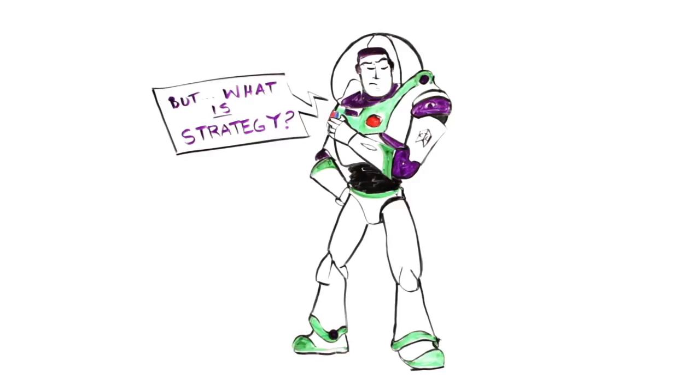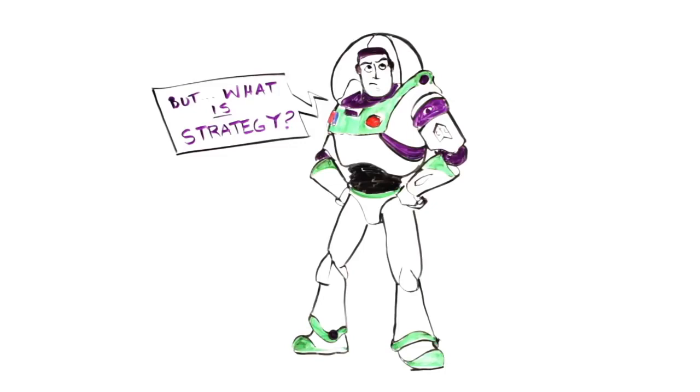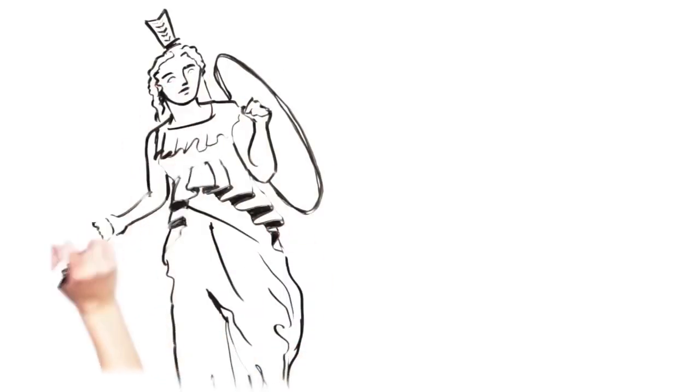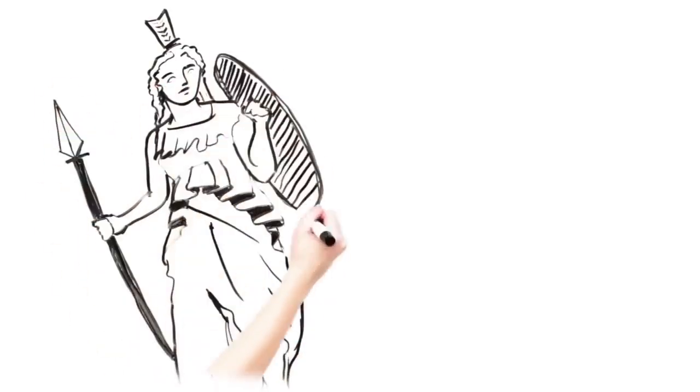So then, what is a strategy? Being clear about what a strategy is will help us understand more clearly what a strategy is not. Well, the word strategy originally comes from the Greek word strategos, meaning the art of the general.